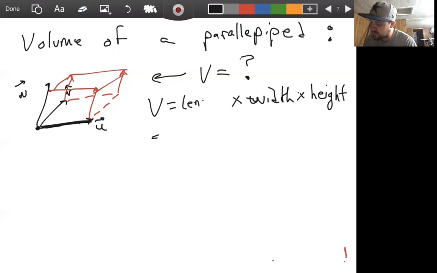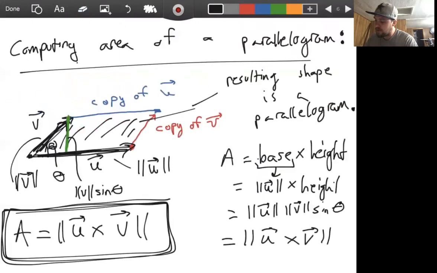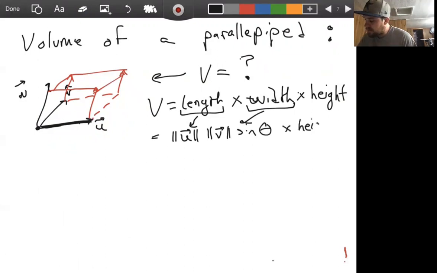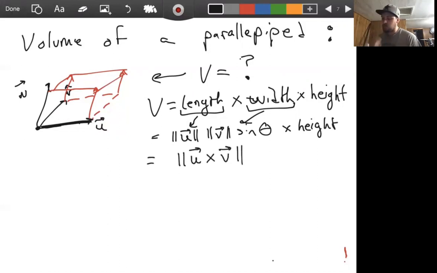It's a little more conventional. So the length is just going to be the magnitude of U, right? And we know that the width, which we were calling the height previously, is the magnitude of V sine theta times whatever the height is, right? But we know that this is the magnitude of the cross product U cross V.